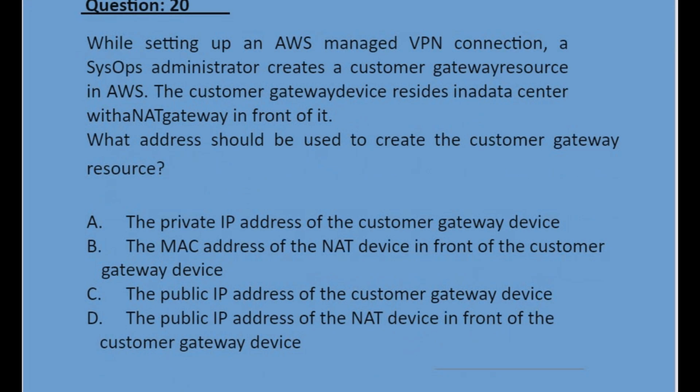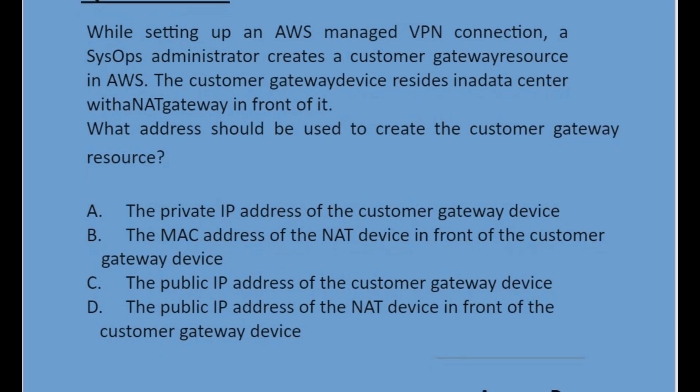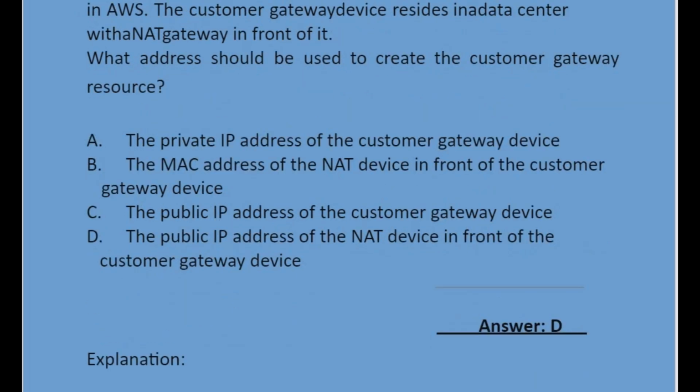Option A. The private IP address of the customer gateway device. Option B. The MAC address of the NAT device in front of the customer gateway device. Option C. The public IP address of the customer gateway device. Option D. The public IP address of the NAT device in front of the customer gateway device. Correct answer is option D.